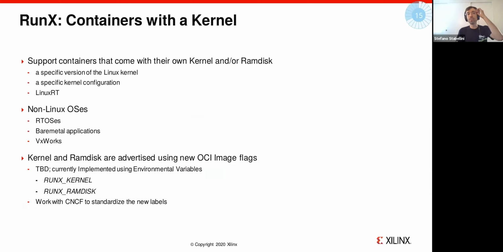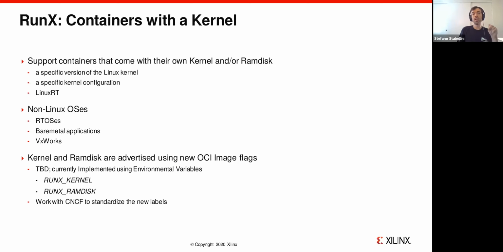And so, as I mentioned, a specific version of Linux is interesting, and specific kernel configurations. Even more interesting are non-Linux OSes, including bare-metal applications, RTOSes, proprietary OSes, VxWorks, and so on. How does it work? You just need a way for the container to be able to flag that it contains a kernel. You just need to be able to say, here is my kernel binary. And we want to standardize new flags in the OCI image specification to do that.